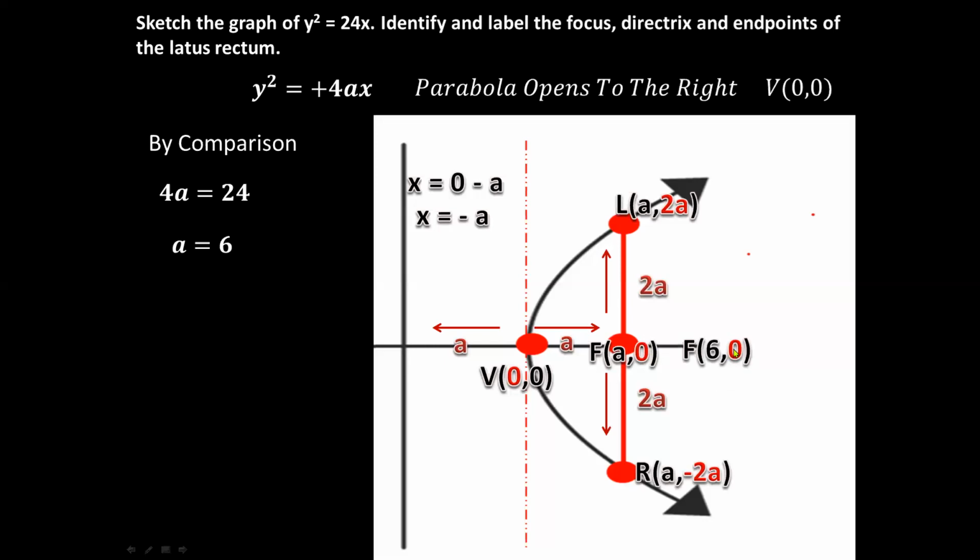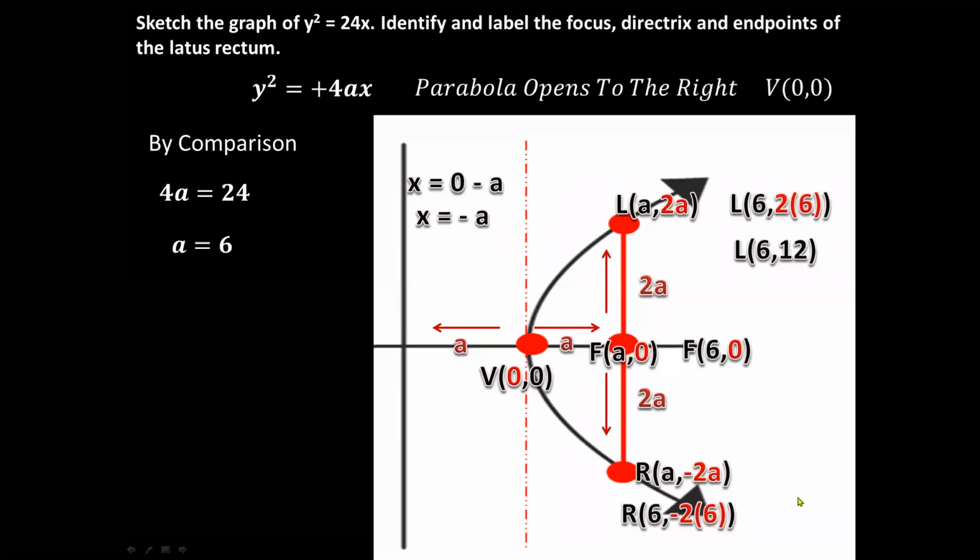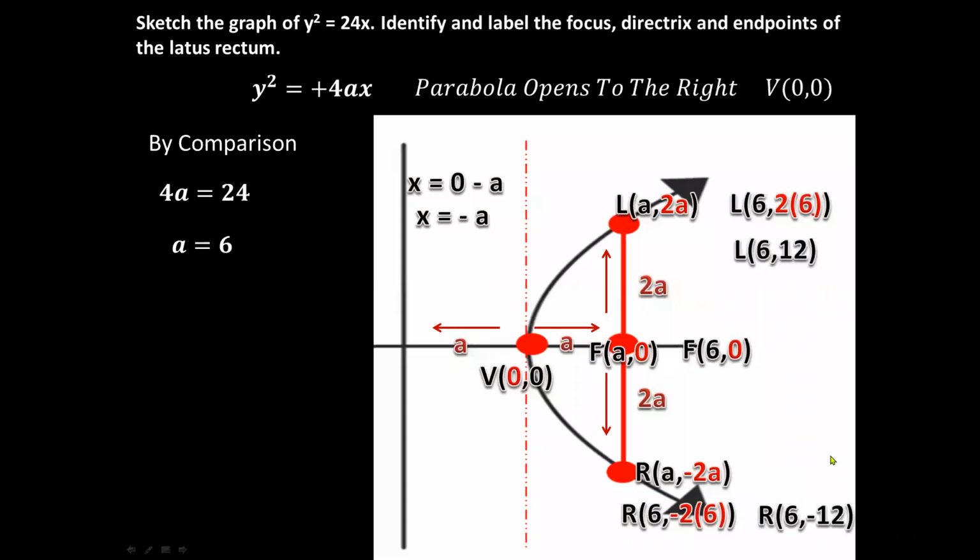Tama ba ako? Next. Yes, nasa substitution lang tayo. Taas, L. A is 6. 2A, 2 times 6. L natin, 6 and 12. Next, R. 6 and negative 2 times 6. Hindi makita yan. Taas ko. And then, 6 and negative 12. Endpoints ng latus rectum natin. Followed by, isa na lang, x equals to negative 6, an equation of the directrix.